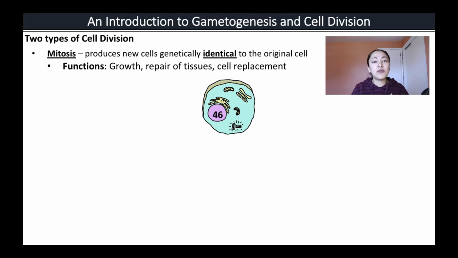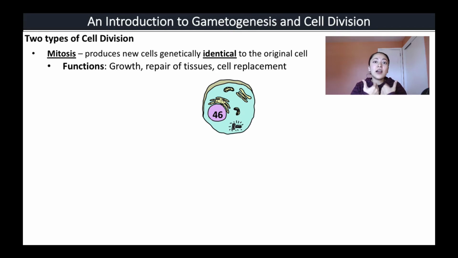In order to understand the steps involved in gametogenesis, you have to have a basic understanding of the 2 types of cell division that occur in living organisms. Cell division is important in making new cells. One type of cell division is called mitosis. This produces new cells that are genetically identical to the original cell.